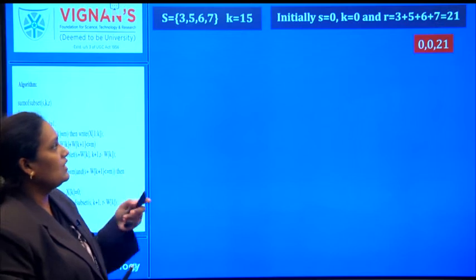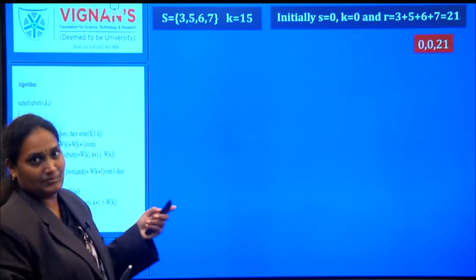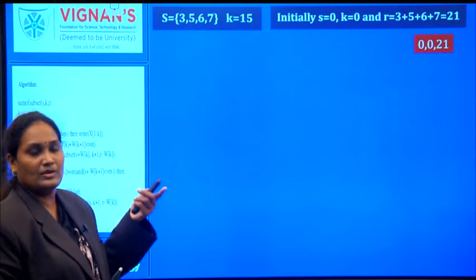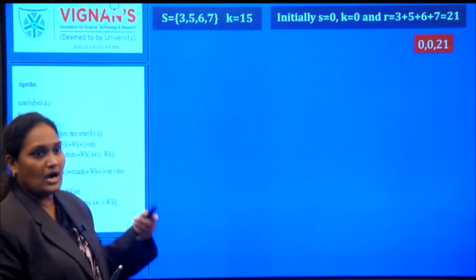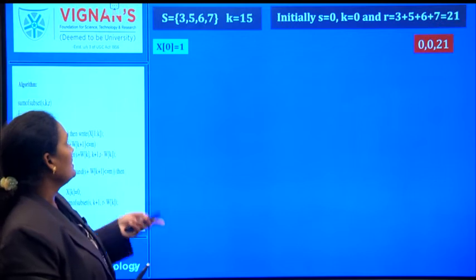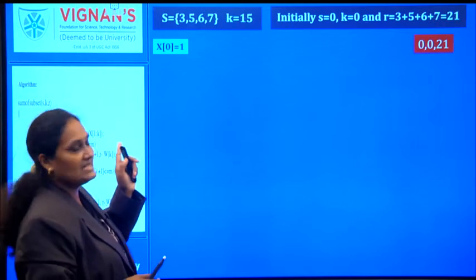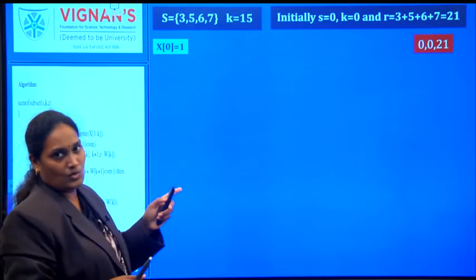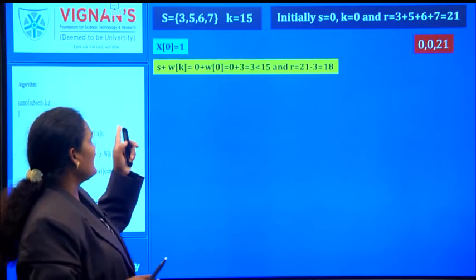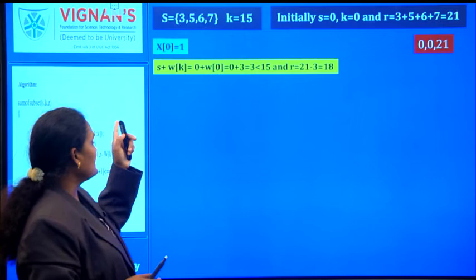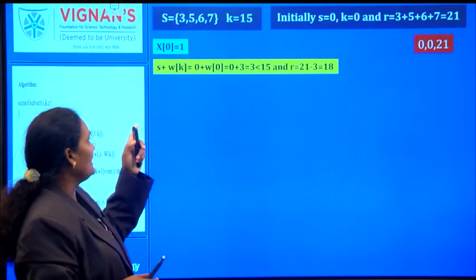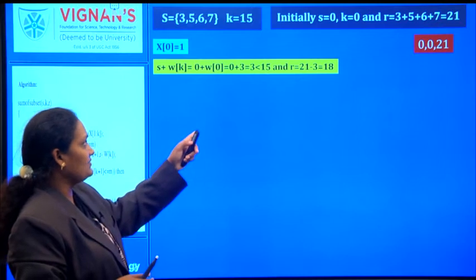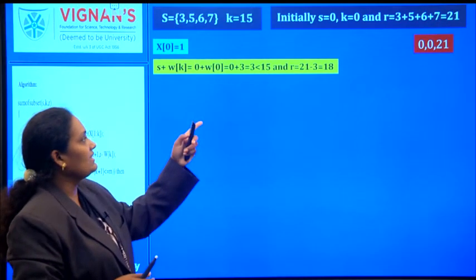Now, how do we extend the tree? The root node is always a promising node, so from the root node we need to generate the child nodes. How do we generate them? Initially we take x of 0 is equal to 1, that is, the first element is included. Now S plus W of K: initially the sum is 0, and W of 0 is 3, so 0 plus 3 is less than 15, and R is equal to 21 minus 3.